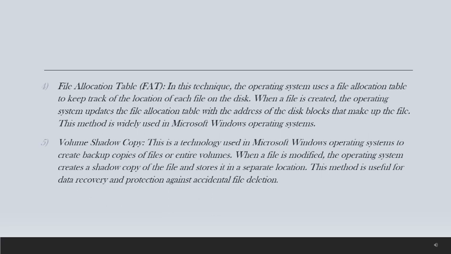The fifth one is volume shadow copy. This is a technology used in Microsoft Windows operating systems to create backup copies of files or entire volumes. When a file is modified, the operating system creates a shadow copy of the file and stores it in a separate location. This method is useful for data recovery and protection against accidental file deletion.